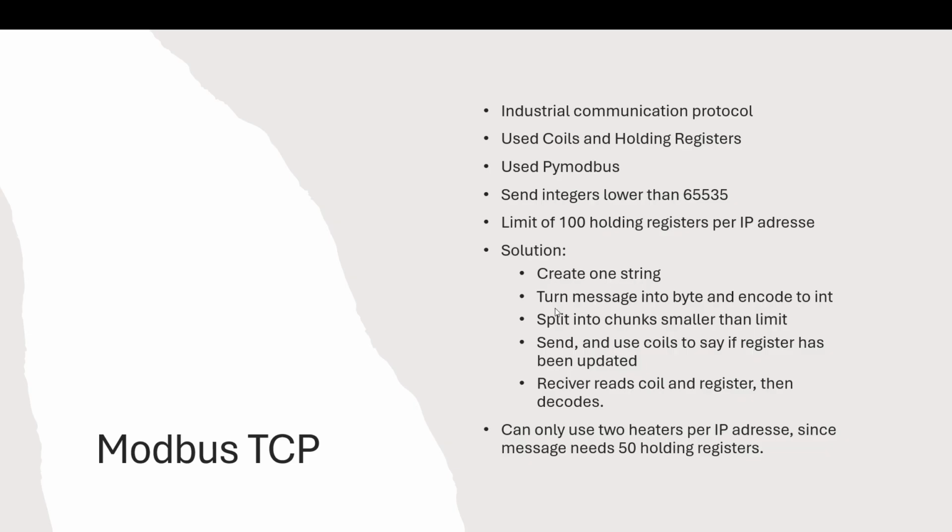mashed into a single string, then turned into a message in bytes and encoded to an integer. Then the integer must be split up into chunks because the integer will become much larger than 65,535, and then sent on each holding register. And the coils, which are Boolean values, are used to register if these holding registers have been updated. And then the receiver can read the registers and decode the message.